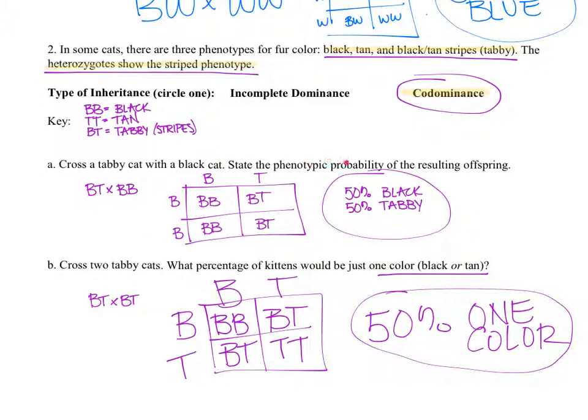They want to know the phenotypic probability, so that's why we have 50-50 black and tabby. For letter B, they want us to cross two tabby cats, do your Punnett square. The chance of getting kittens who are just one color, black or tan, is 50%.